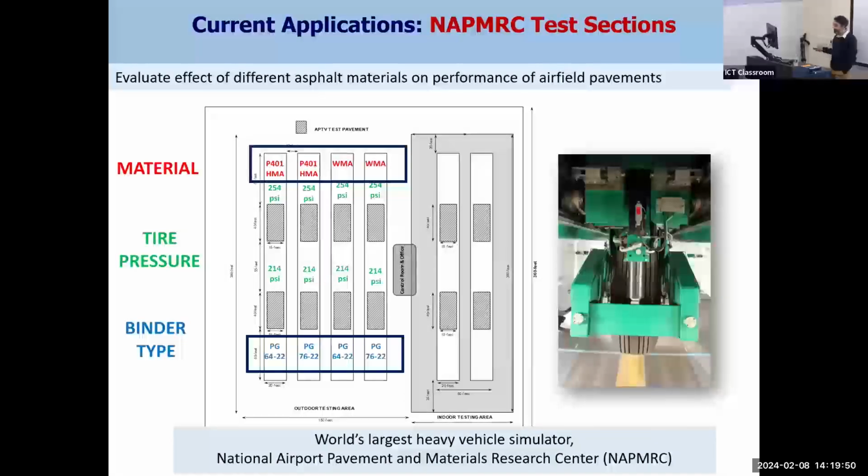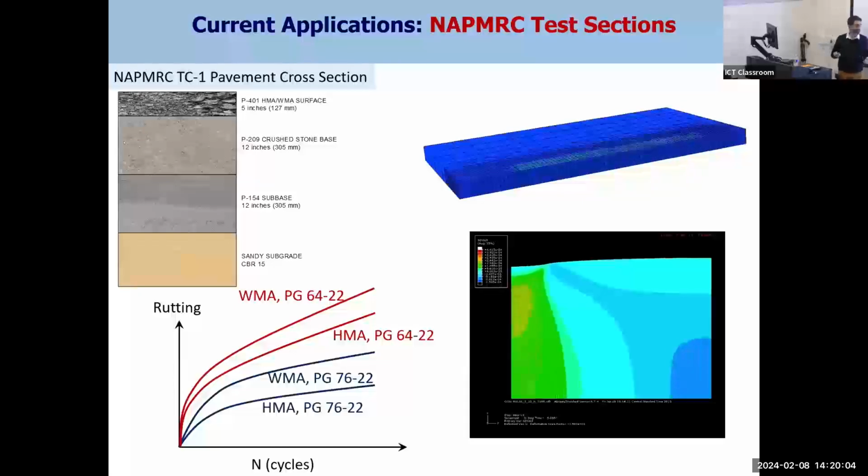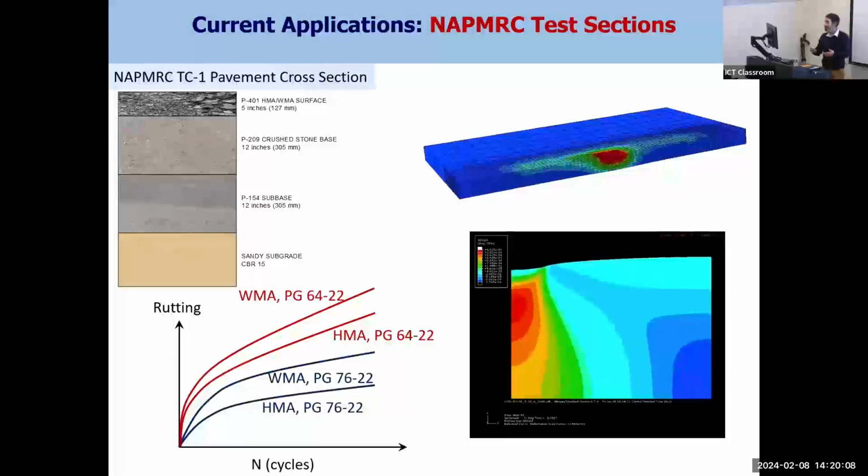Something that we are doing right now is to look at the NAPTF MRC test sections. They built the pavements with different materials. We are looking at PG64-22, 76-22, Warm mix, and hot mix asphalt. And we have done some simulations, we got some good results, and this is just an animation of how you can relate the 2D to the 3D and the cross sections by using the model.